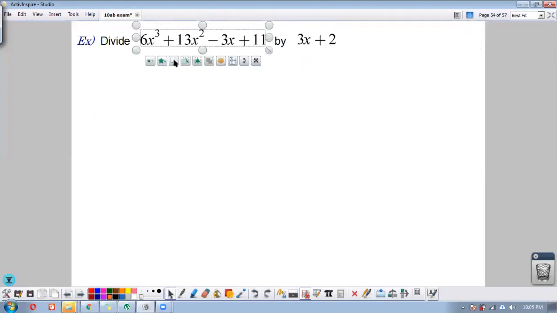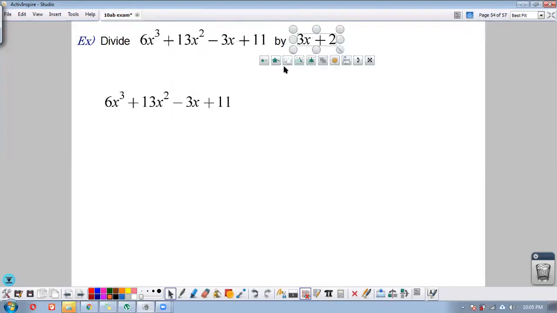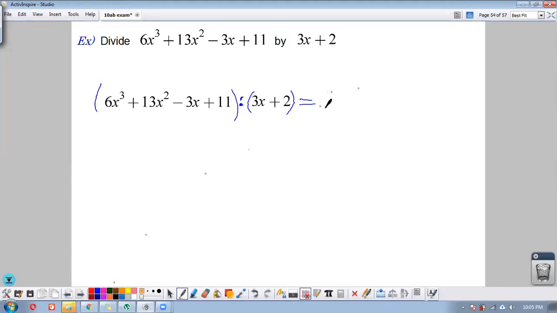So I need to divide this one by 3x plus 2. Let's try to use just one color in here. If you put parentheses over there, it will be better. Whenever we decide on a number in this place, we will always check by looking at this. So 3x should turn into the biggest term in the next row, in the next step.